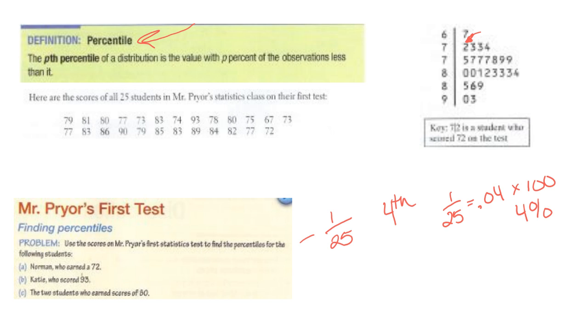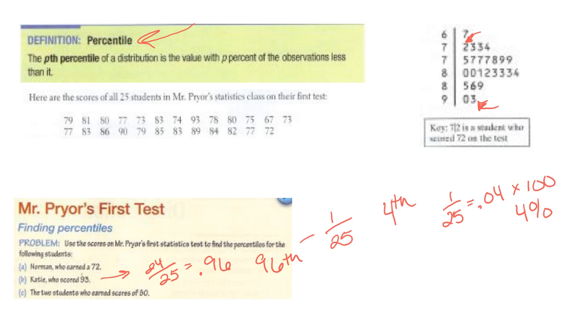So looking at Katie, who earned a 93. Katie had the highest score on the test. Here's the 93 right here. But remember, we figure percentile by finding how many scores were below that score. So while Katie had the highest score, that does not put her at the 100th percentile because she doesn't have a higher score than herself. So of the scores here, 24 out of 25 were lower than Katie's. So Katie ended up with a score at the 96th percentile.